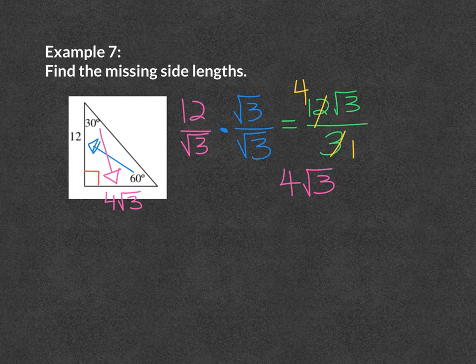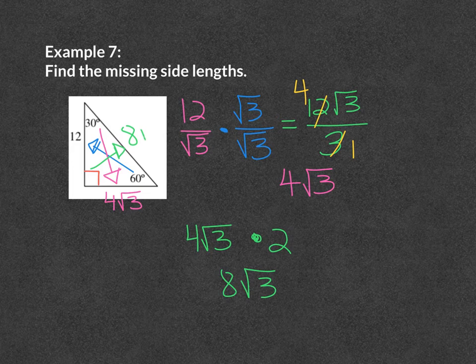Now, in order for me to find the hypotenuse, all I have to do is take 4 root 3 and multiply by 2. So 4 times 2 will give me 8 and bring down root 3. So that means the hypotenuse is 8 root 3. And that's how you find the missing side lengths to this triangle.